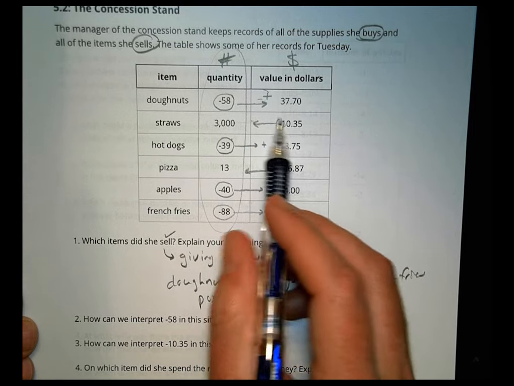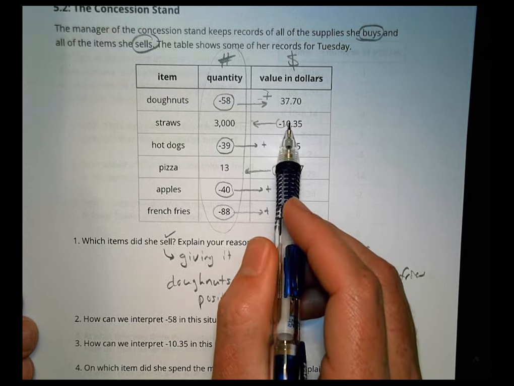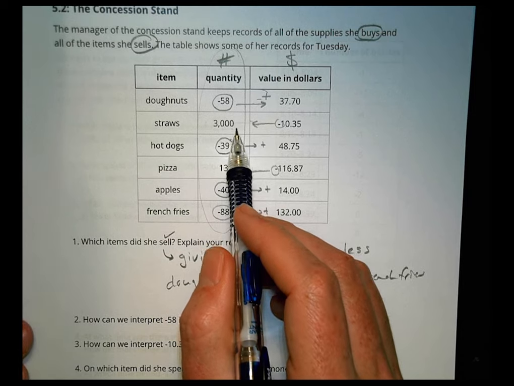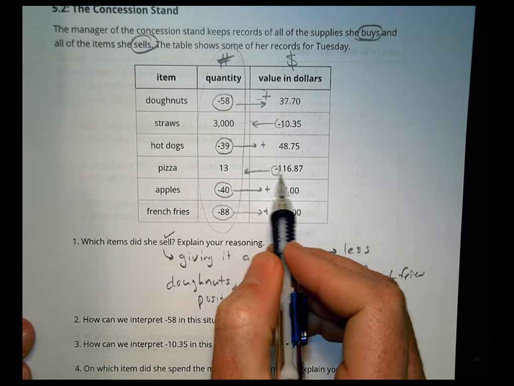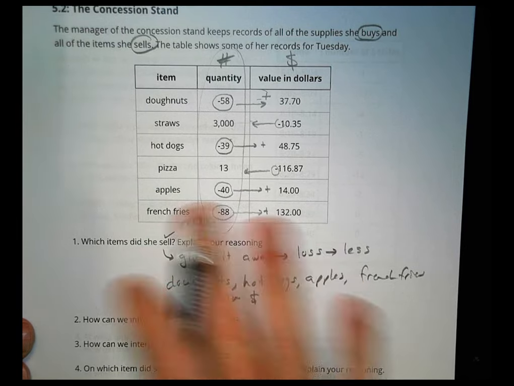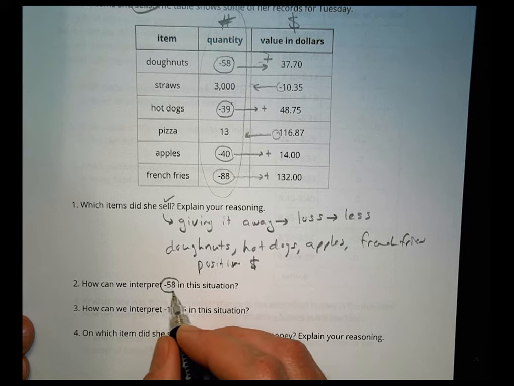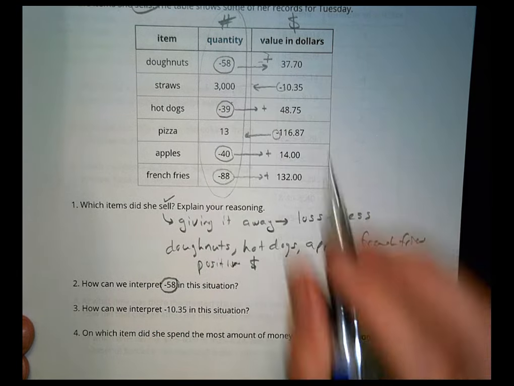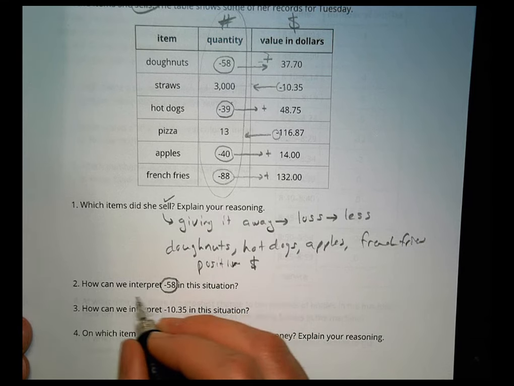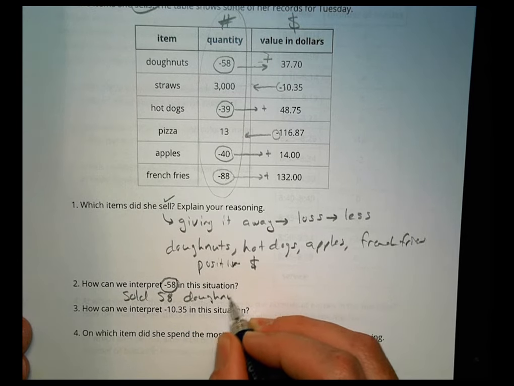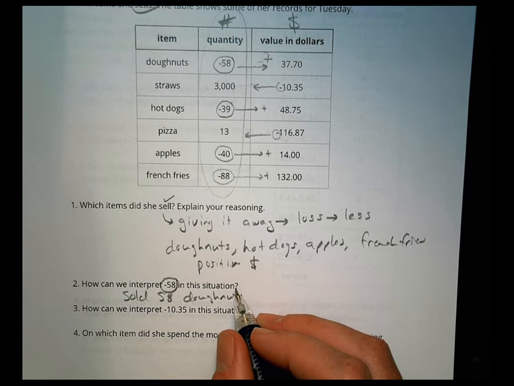In the opposite way, we'd say if I have 3,000 straws and the value is negative $10, that means it costs me $10 to buy 3,000 straws. Just like it cost me $116 to buy 13 pizzas. But we'll see more of that in just a second. How can we interpret negative 58 in this situation? So the negative 58 is right there. And negative 58 to me indicates that she sold 58 donuts at her concession stand. All right, people want a donut. She sold 58 donuts. That's one of the biggest selling items, donuts.